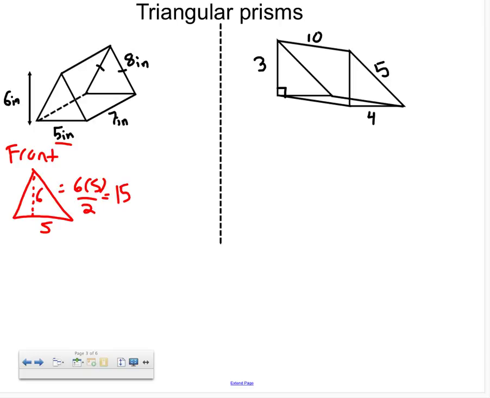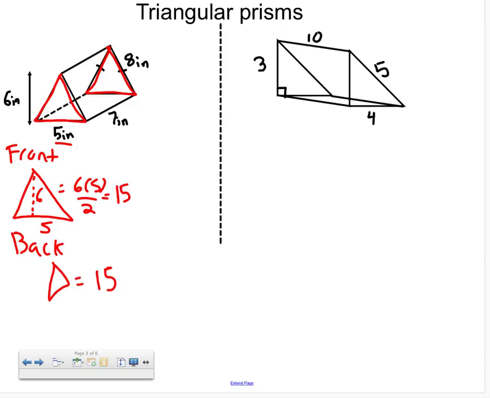So in this case, we'd have 6 times 5 divided by 2, which is 30 divided by 2, which is 15. Now, in this case, the back side is the exact same as the front side, because the back triangle is the exact same. This front triangle and this back triangle have the exact same dimensions. So this would also be equal to 15.